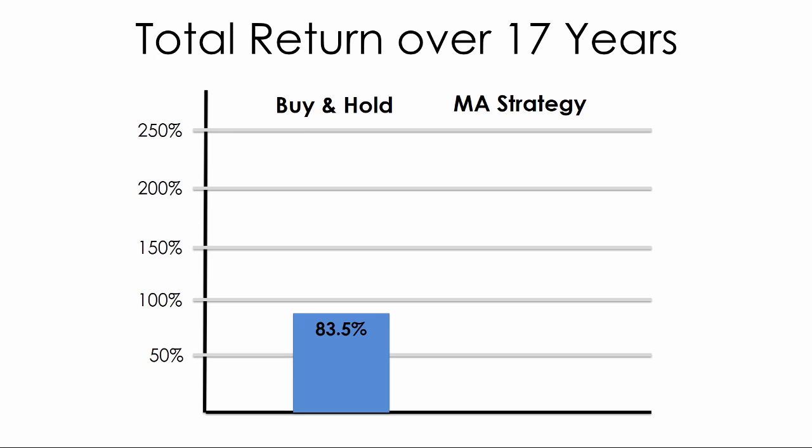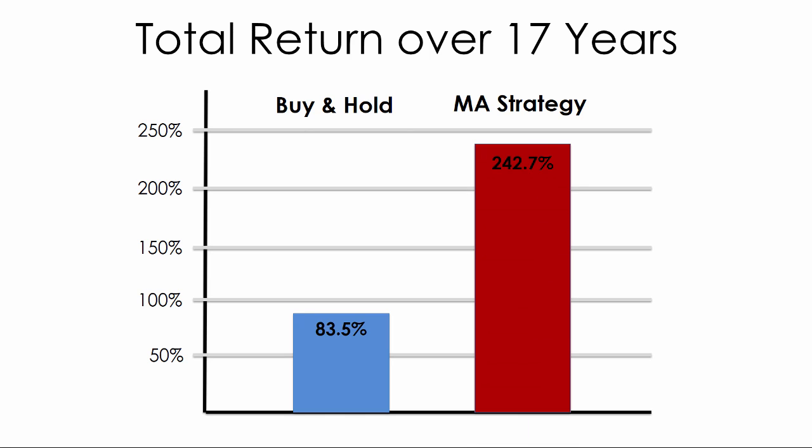83.5%. How many of you are getting excited about 83.5% over 17 years? Anybody? Come on, guys. No one's excited about 83%? All right, good. Okay, no? All right. Let's compare this to the moving average strategy. 242%.